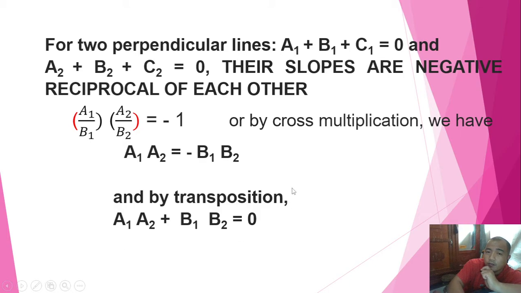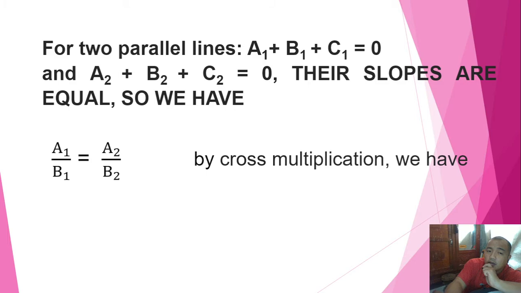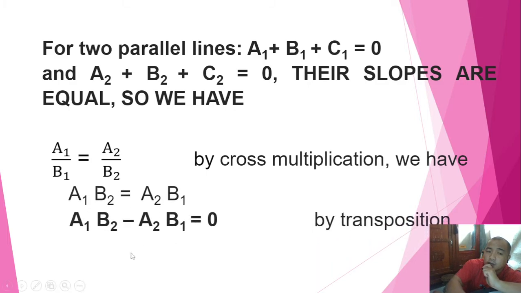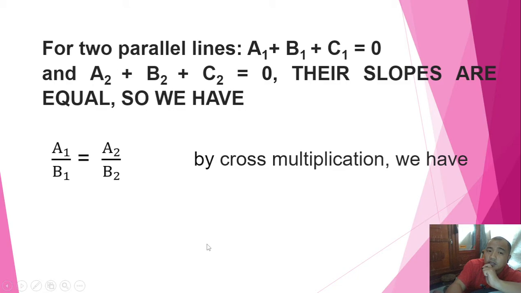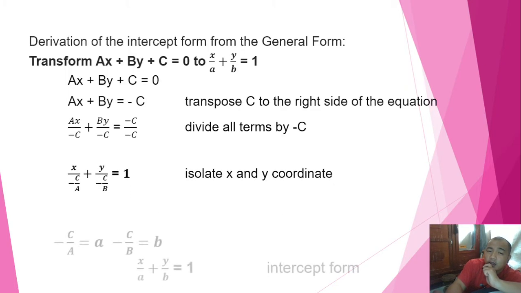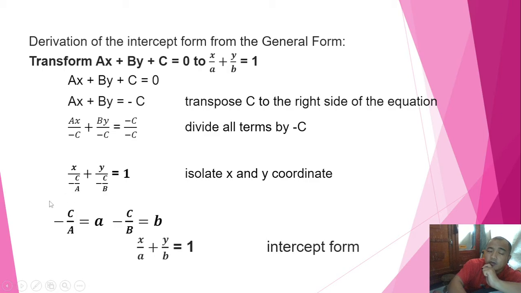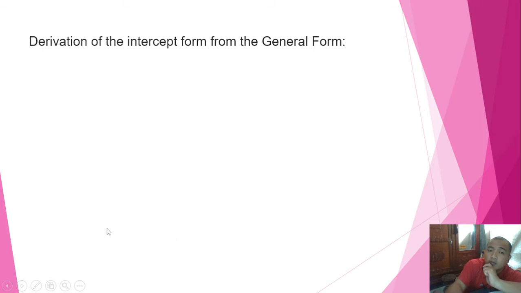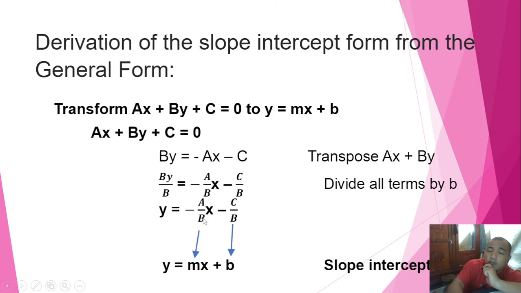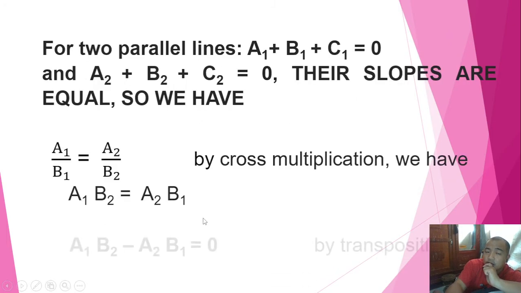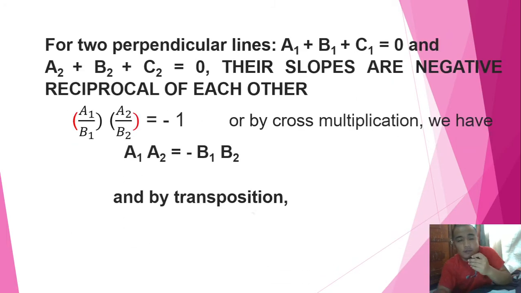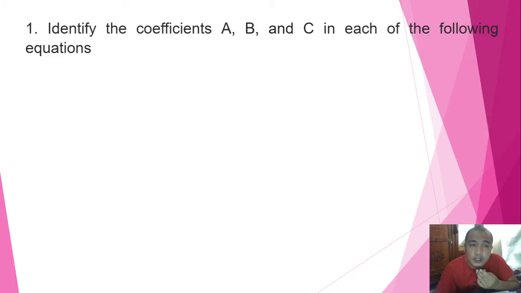So this is the formula when we are determining if two lines are perpendicular or not. When we are determining if two lines are parallel or not, this one, a sub 1 b sub 2 minus a sub 2 b sub 1 equals 0. And if we're trying to solve for x-intercept, we have negative c over a. We're trying to solve for y-intercept, negative c over b. How about the slope? Negative a over b. It's the formula. So let us now have some examples for our general form.